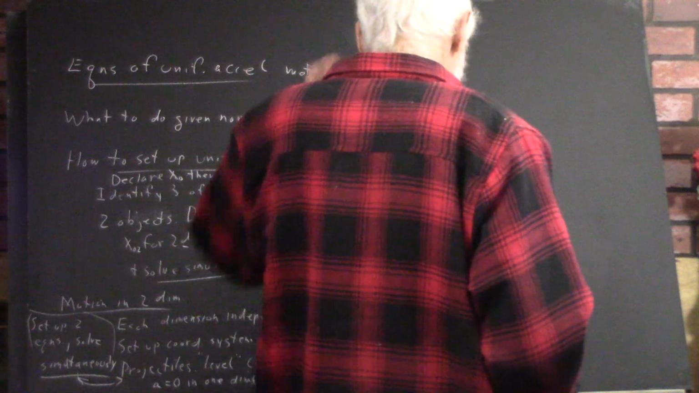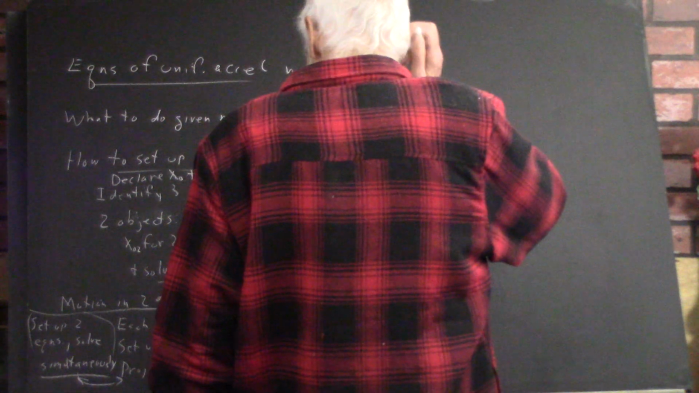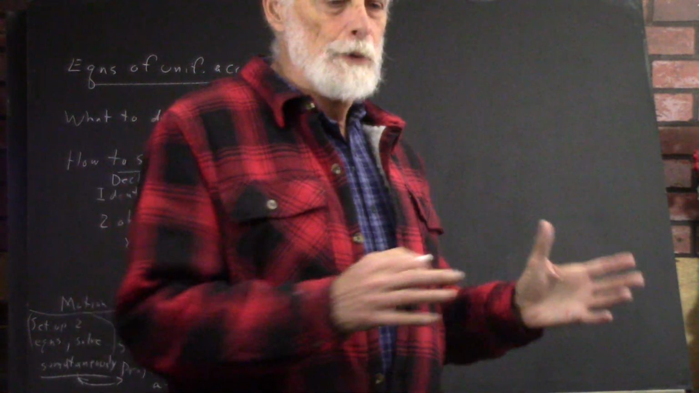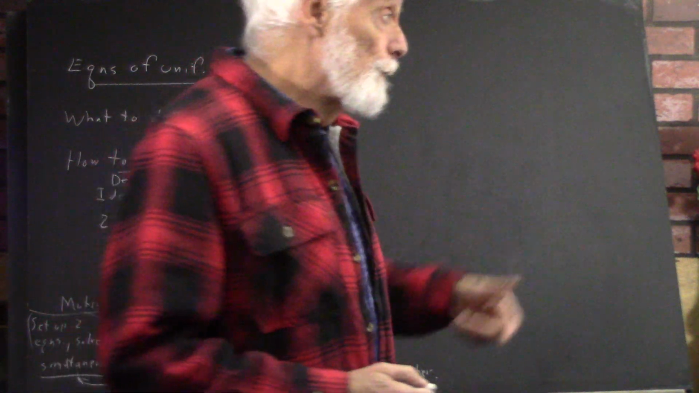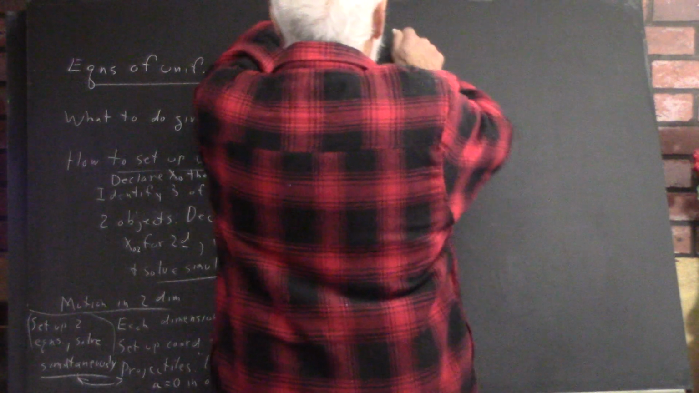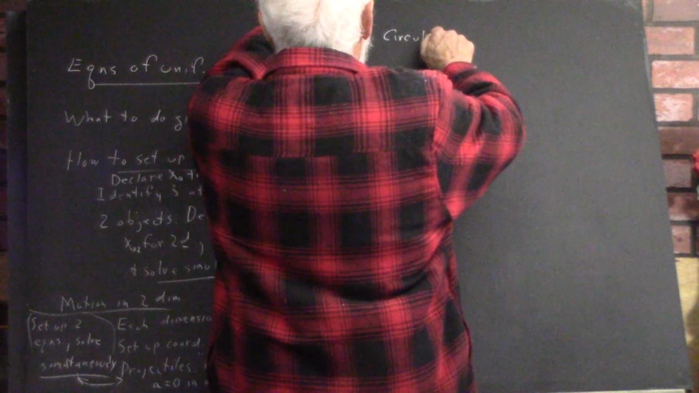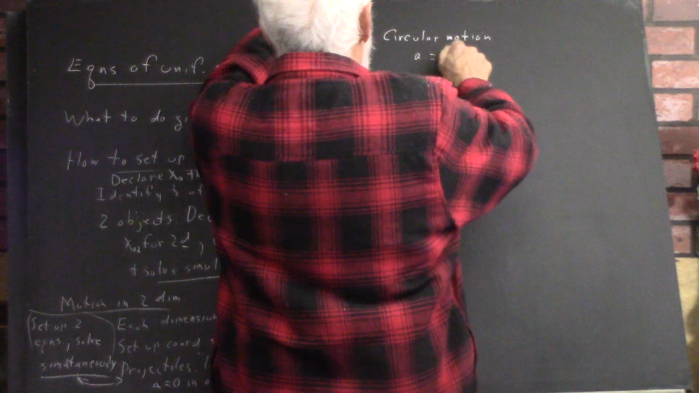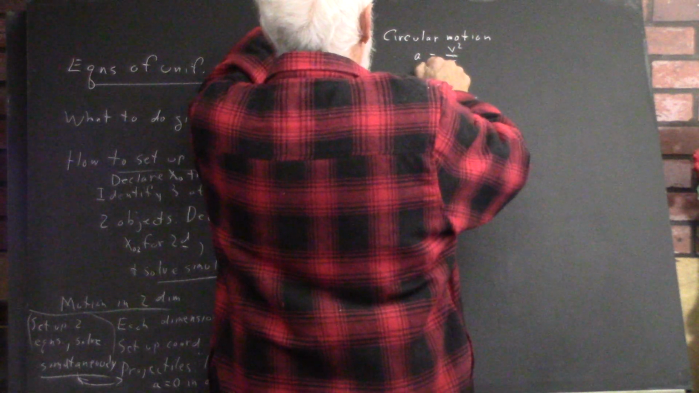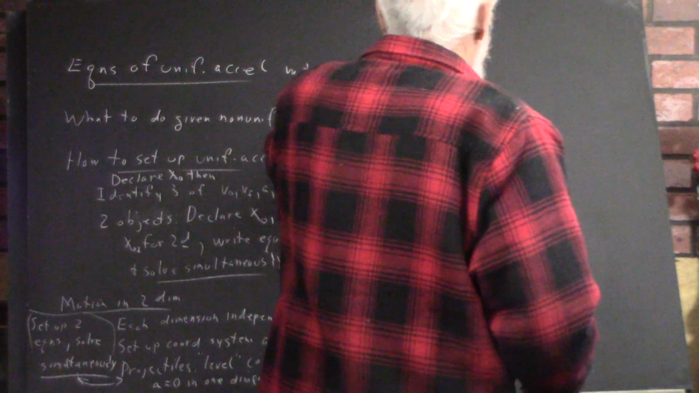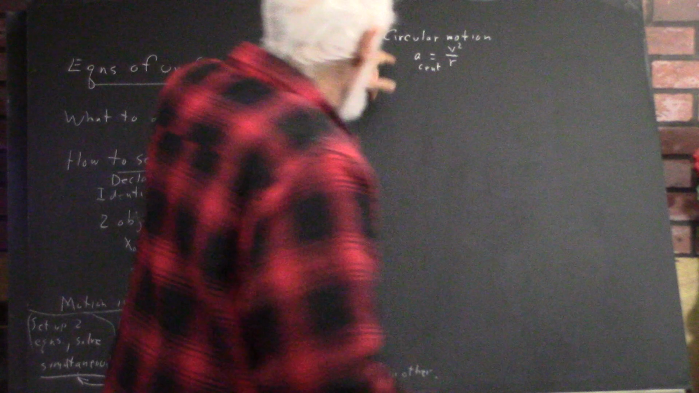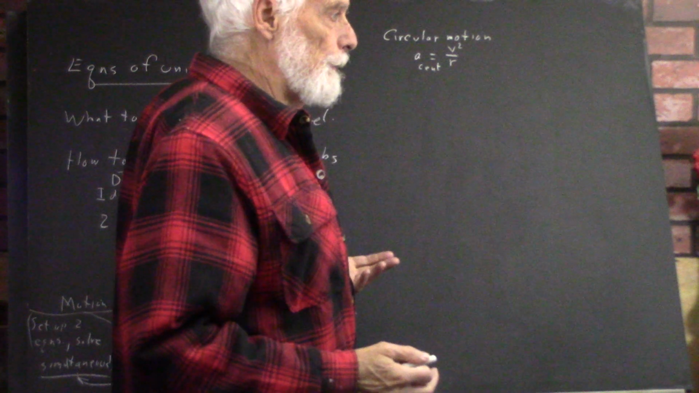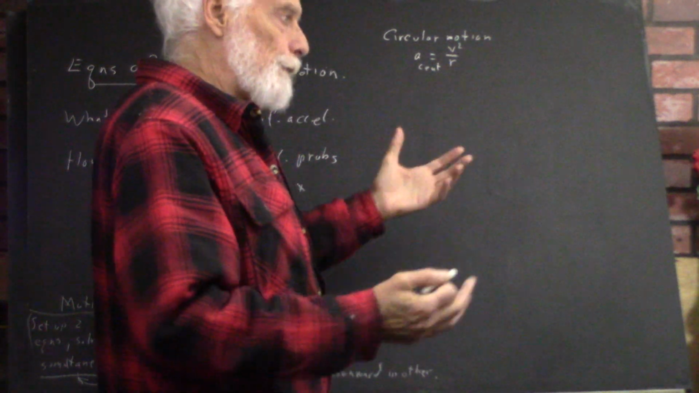Okay, that's motion in 2 dimensions, and that's one of the paradigm cases where you have motion in 2 dimensions. The other is circular motion. All right, that is A cent equals v squared over r, centripetal acceleration equals v squared over r, and that's really your key on circular motion. Now you get into vertical circles and stuff, which we've been over.